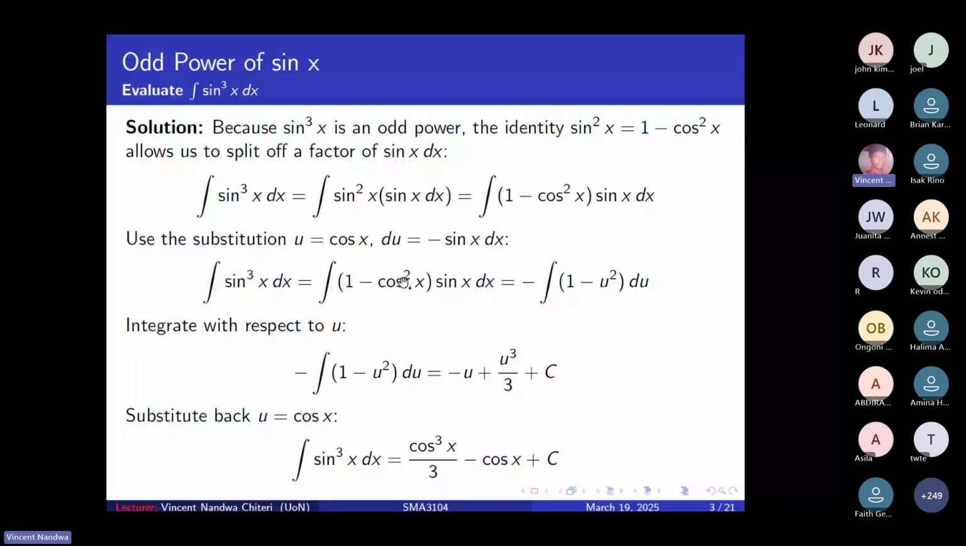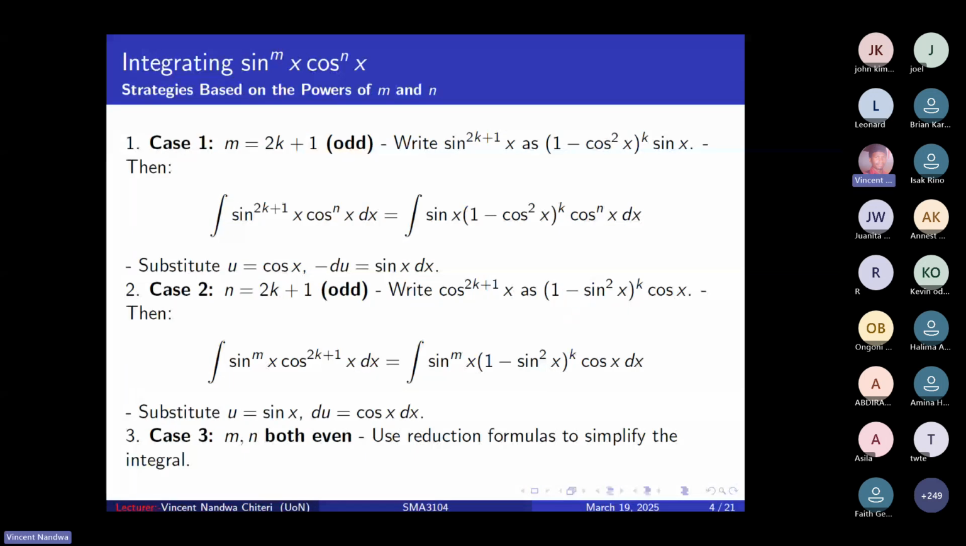So, before we give the next example, we discuss the different cases of this integral involving sine power m times cosine power n. So there are three possible cases. One case is the power of sine function is an odd number. When the power of sine function is an odd number, any odd number can be written as 2k plus 1, where k is an integer. This is a general way of expressing an odd number.